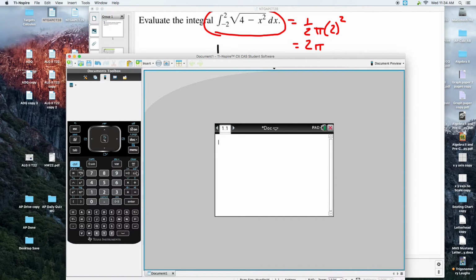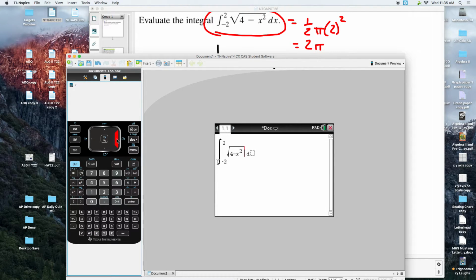So we'll do our integral from -2 to 2 of the square root of 4 minus x squared with respect to x. You get 2 pi. Now some of you didn't get 2 pi because your calculator doesn't have exact capabilities. I have a CAS and a CX, those have exact capabilities. Sometimes you don't. Then you probably got 6.283. Okay, just make sure you can estimate it out.